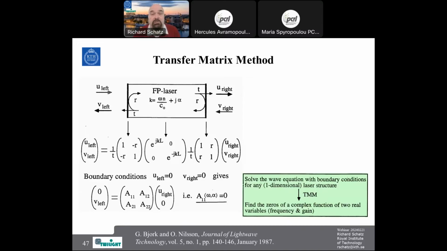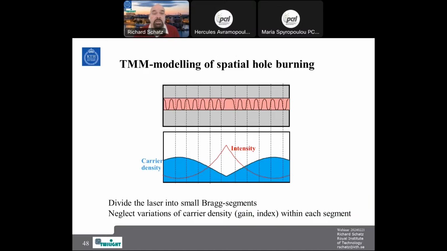What the transfer matrix method does is that, instead of using the wave equation and boundary conditions, you use the transfer matrix method, and then this problem reduces to finding the zeros of a complex function of two real variables, the frequency and the gain. So, for instance, if you want to model spatial hole burning, then you divide the laser into small segments like this. Within each segment, you assume the carrier density to be approximately constant, and then you can calculate what the resonance condition will be when you have spatial hole burning in this case.